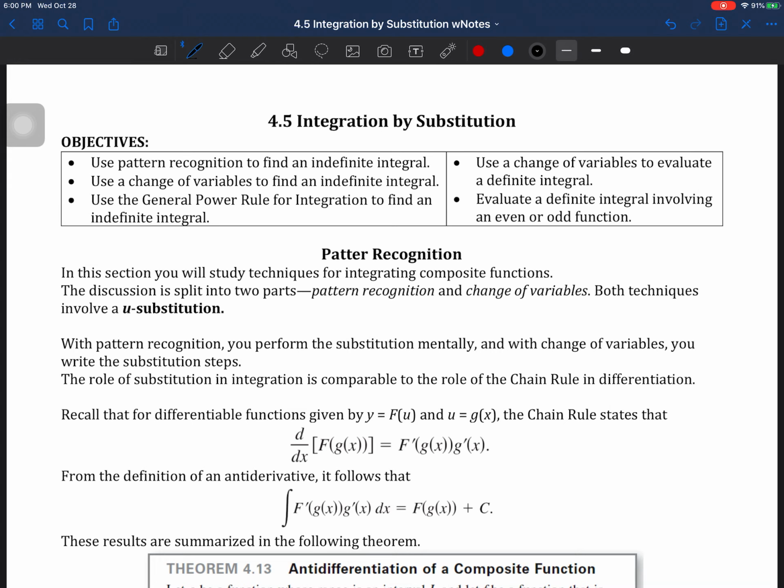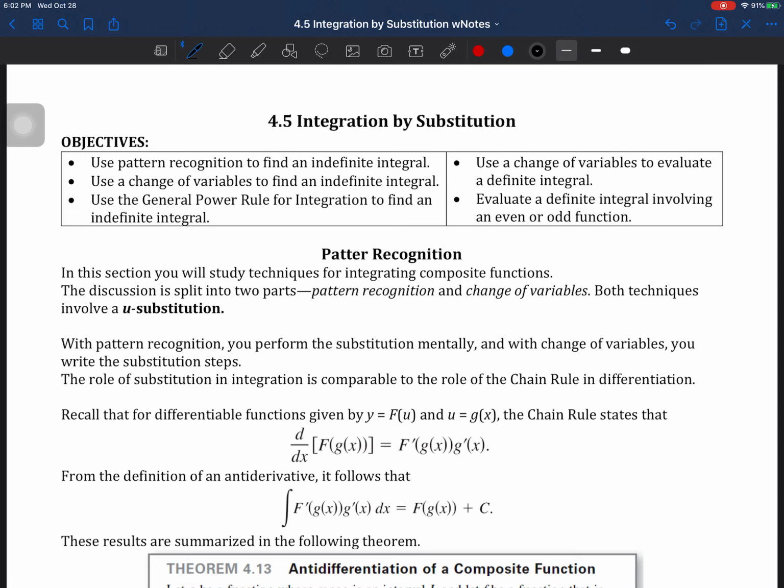In this section, we'll study techniques for integrating composite functions. The discussion is split into two parts: pattern recognition and change of variables. Both techniques involve u substitution. With pattern recognition, you perform the substitution mentally, and with change of variables, you write the actual substitution steps. The role of substitution in integration is comparable to the role of the chain rule in differentiation.